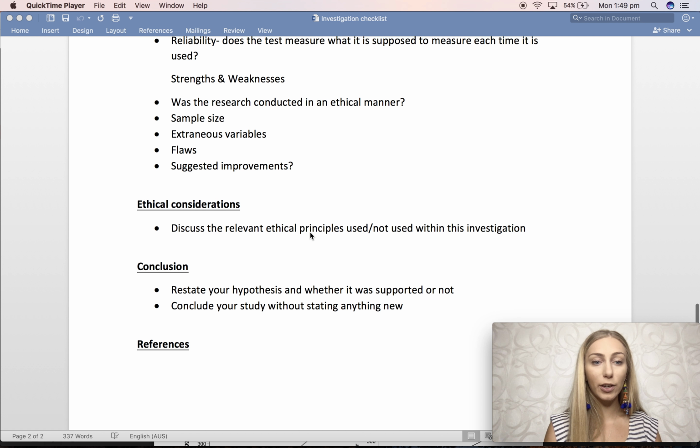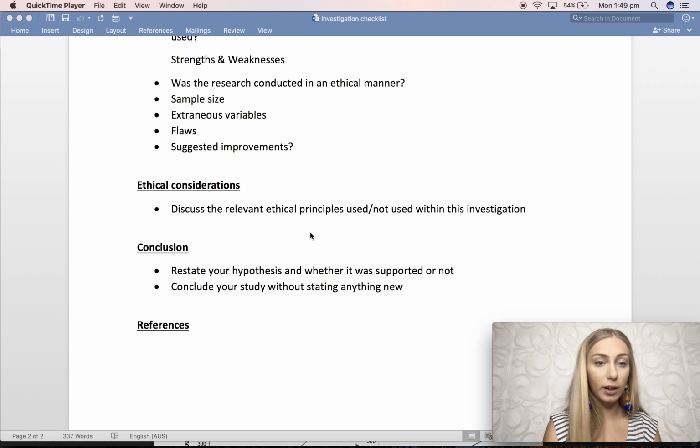And once you've done that, you're ready to complete your conclusion. Within your conclusion, you're going to restate your hypothesis and then describe whether it was supported or not. So you are concluding your study, but making sure that you don't state anything new. Within your conclusion, you are not giving us any new information. We shouldn't find out anything that we haven't heard before within the rest of your investigation. You're just restating what you have found and concluding your whole investigation.